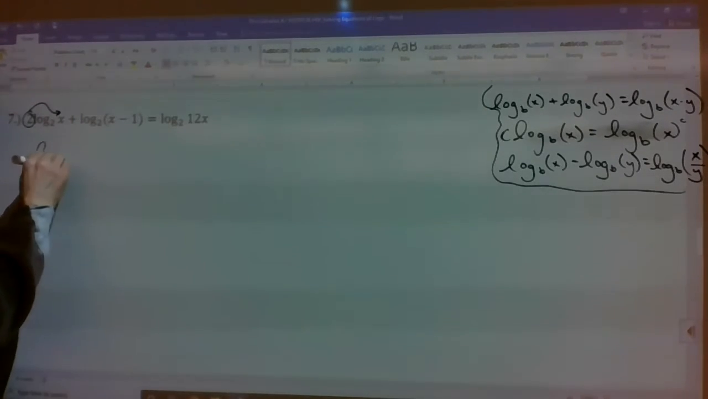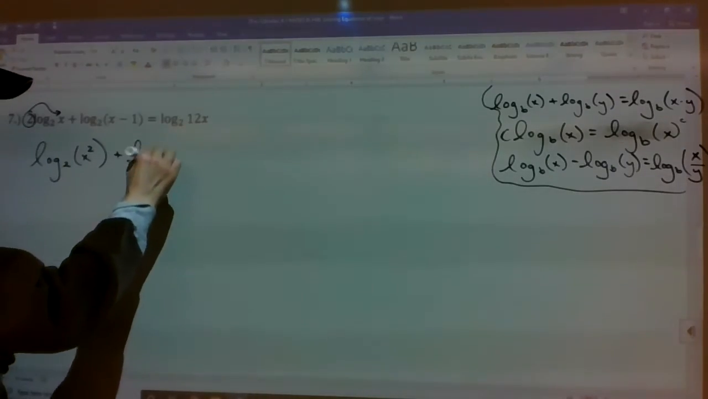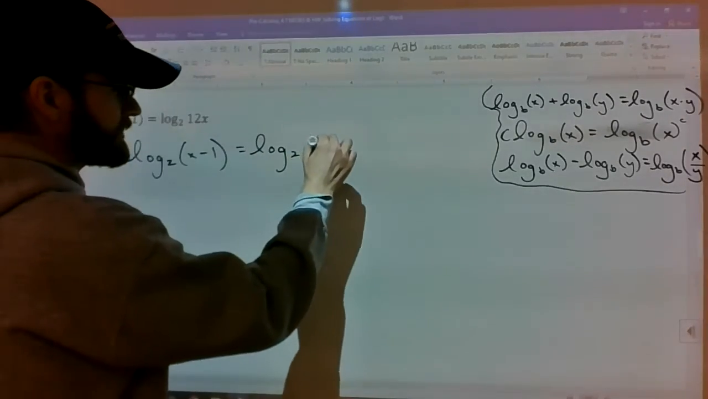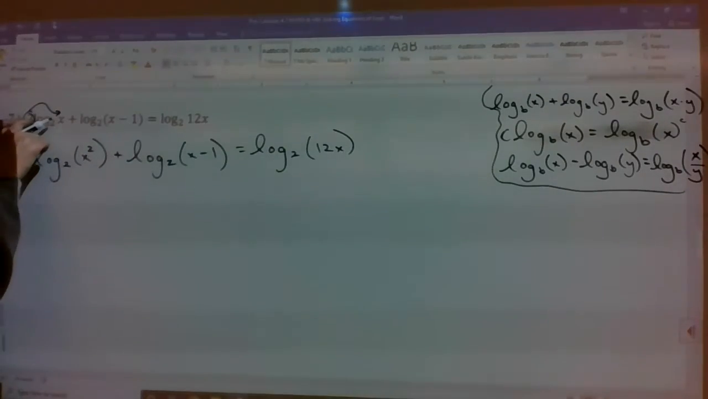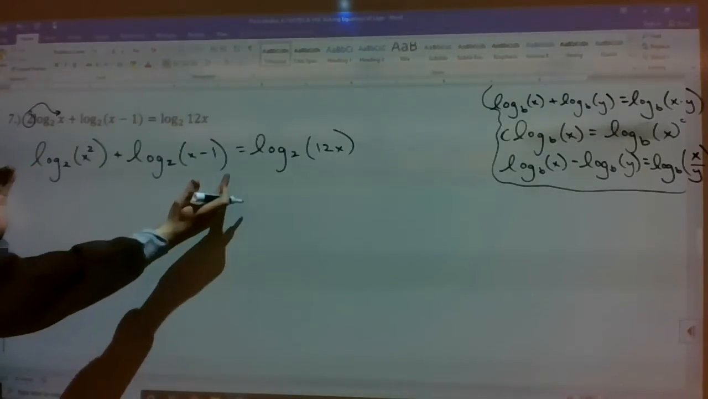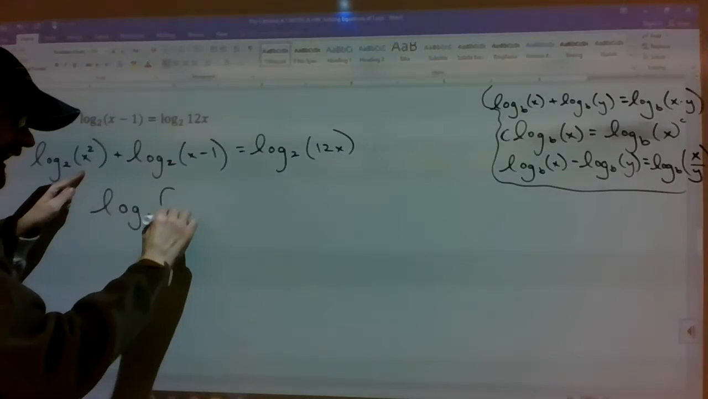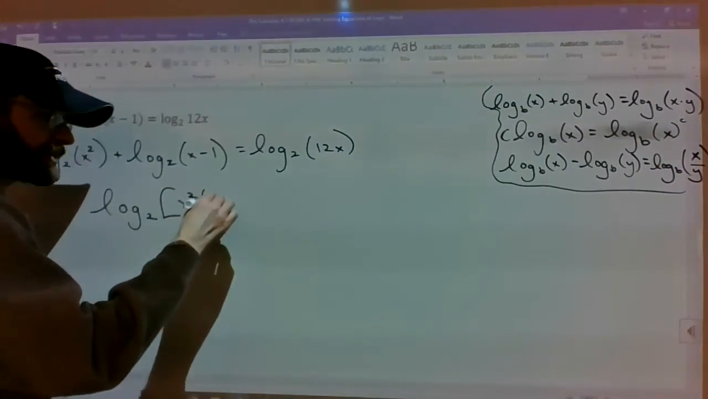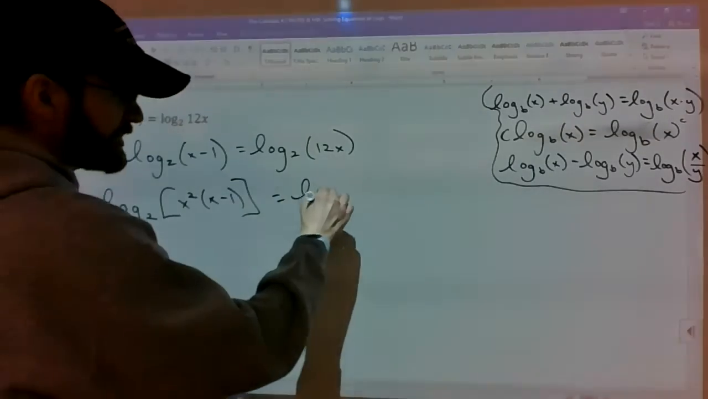So this is log base 2 now of x squared plus log base 2 of x minus 1 equals log base 2. I should have put parentheses around these. Sorry. So that's our first step. We moved the 2 coefficient to a 2 exponent. Now these two come together. They consolidate to give us log base 2 of the contents x squared times x minus 1. Other side, nothing changes.